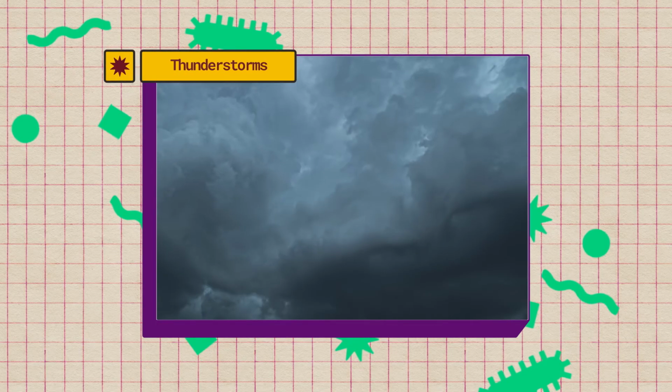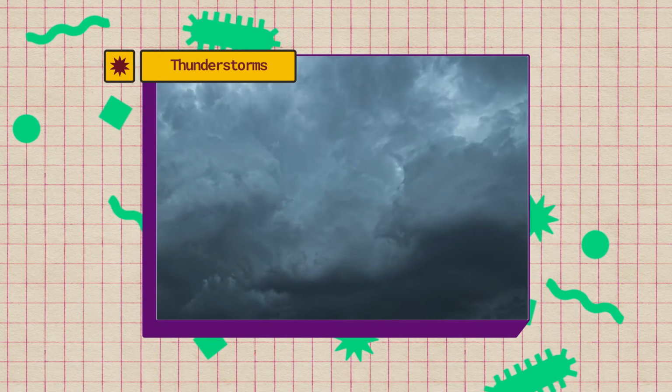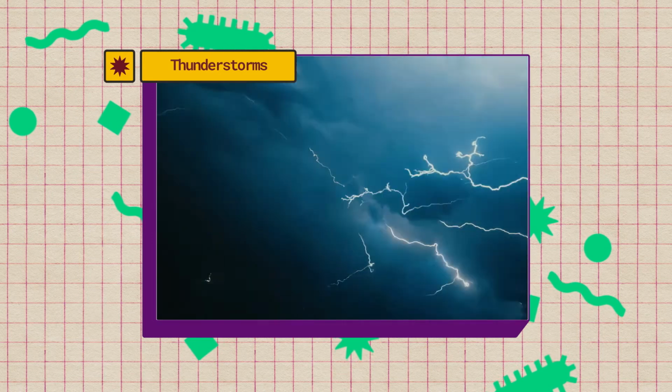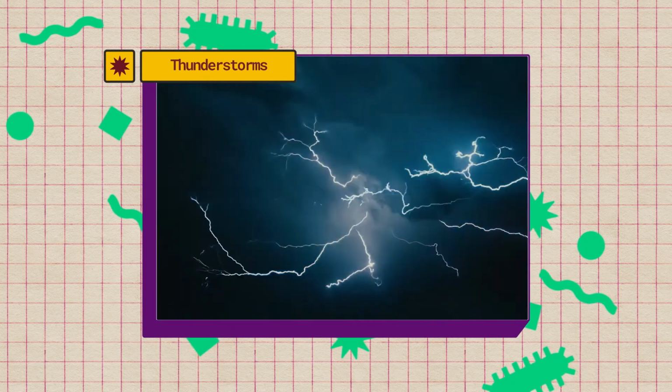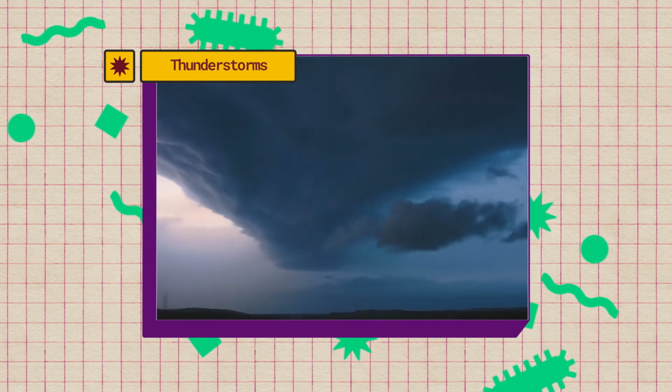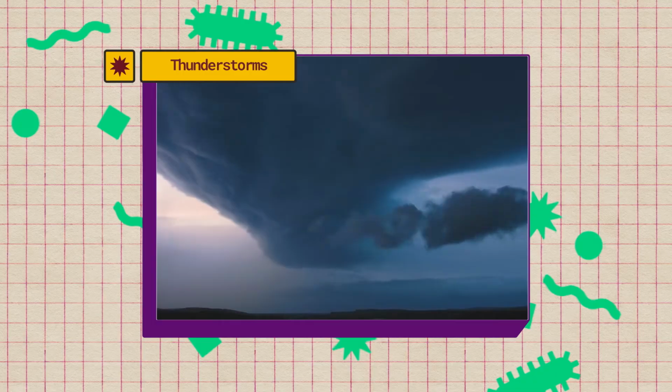In this meteorology segment, we're going to look at the structure of thunderstorms. We will establish that lightning must be present to have a thunderstorm, and we'll learn how to calculate how far away a storm is by measuring the time between seeing lightning and hearing thunder.